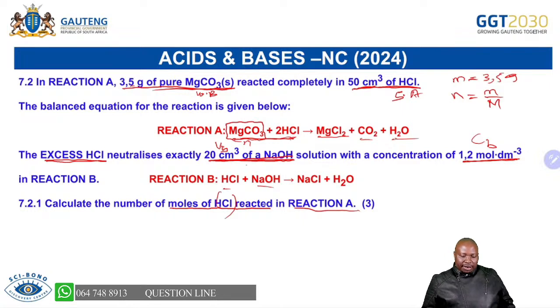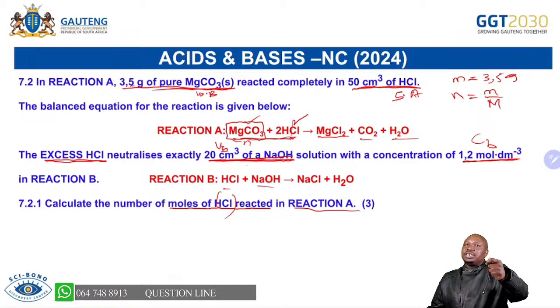So how will I know? Remember, this one is in excess. This one is a limiting reagent. So it means the magnesium, this 3.5 reacted, all of it reacted with what? With HCl. But with HCl, some of it remains. Hence, we're going to have it in excess. I think we are together there.